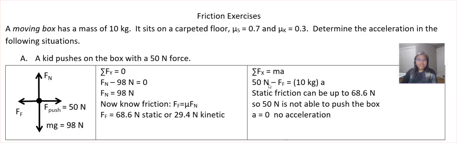So in this equation, we can see that the applied force of the person is 15 newtons. However, the maximum static friction between the box and the surface is 68.6 newtons. Therefore, the applied force is not enough to overcome the static friction between the box and the floor, so the object will not move. Therefore, the acceleration is 0.